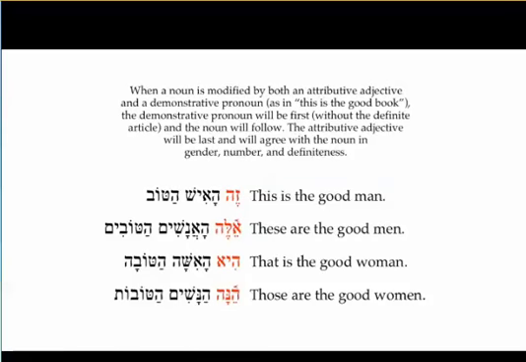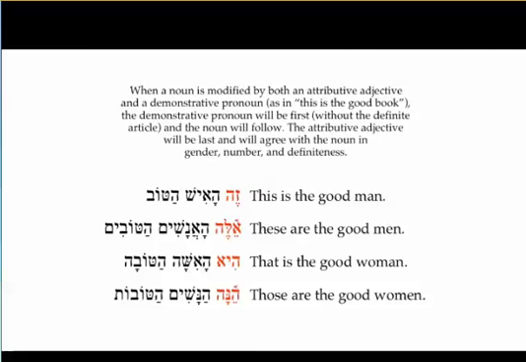When a noun is modified by both an attributive adjective and a demonstrative pronoun, something like this is the good book, the demonstrative pronoun will appear first without the definite article, and the noun will follow. The attributive adjective will also be last, and it will agree with the noun it modifies in gender, number, and definiteness. Now this is a little bit of a tricky scenario. What you have here is a demonstrative that's functioning not as an adjective but as a pronoun. Now when a demonstrative functions as a pronoun, as the subject of a verbless clause, it will always be first, and it will never have the definite article.